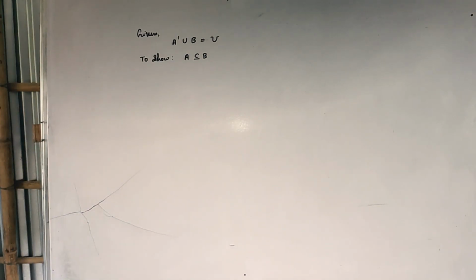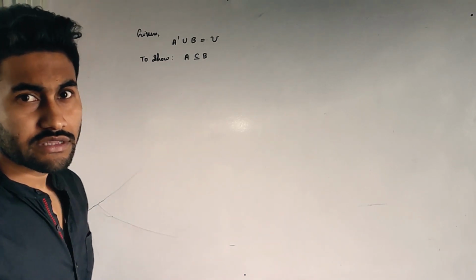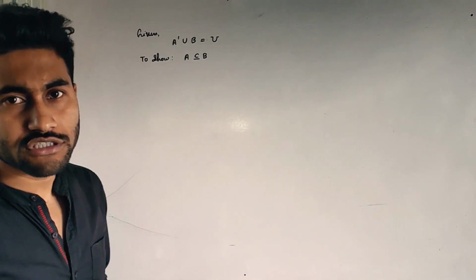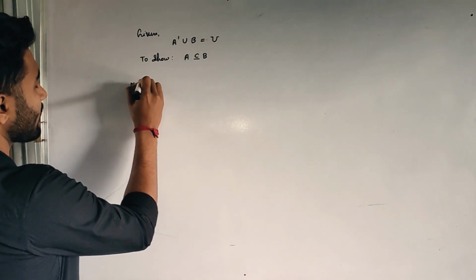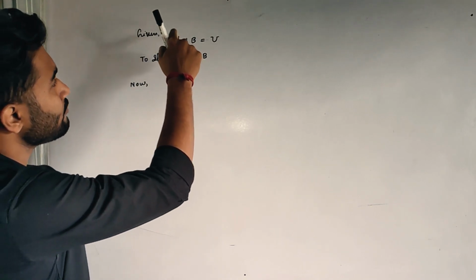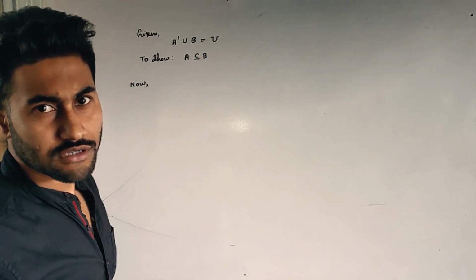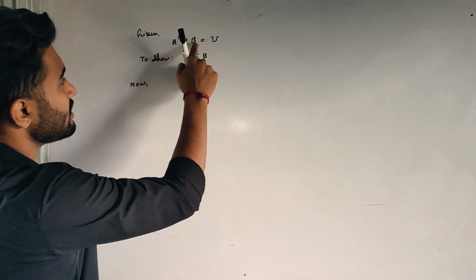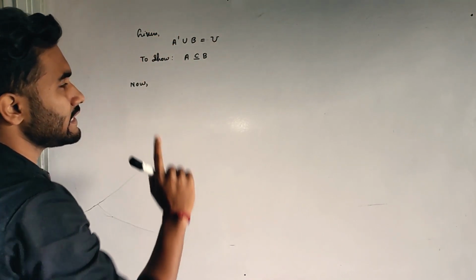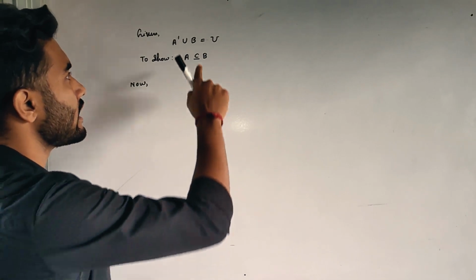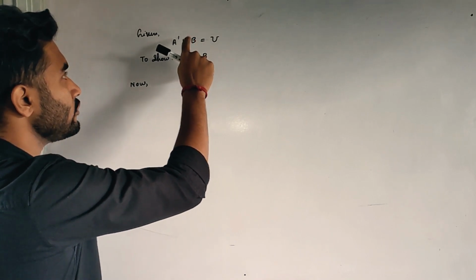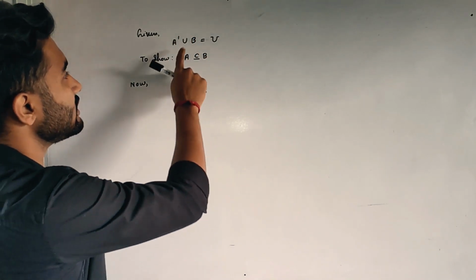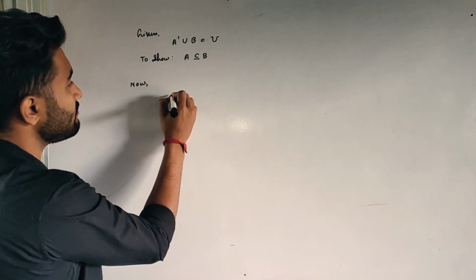See, there is a trick to solve this type of question. There are two more same type questions given in the examples. So what is the trick? The trick is in the given. You have to observe the given part very carefully. See, A complement union B is equal to U. One set is A, which has a complement. Another set is B, which doesn't have a complement, right? So you have to use the set which has no complement in the given, that is B. So we will start with B.